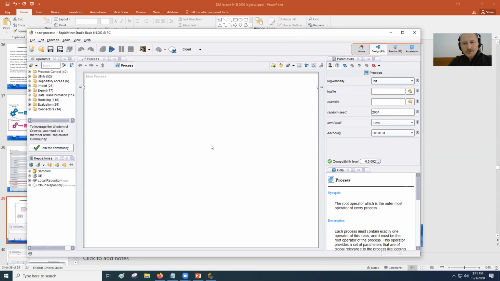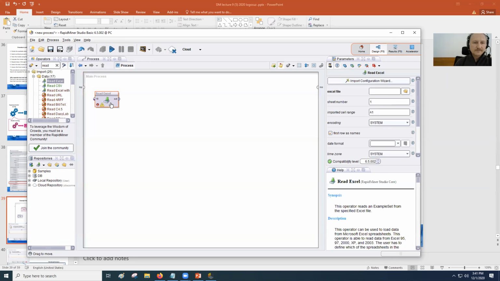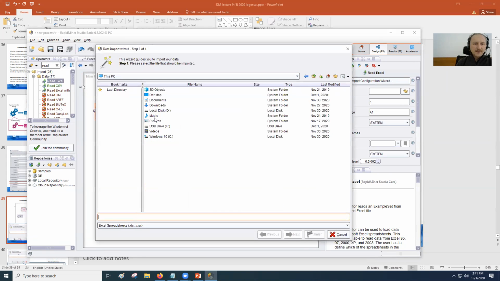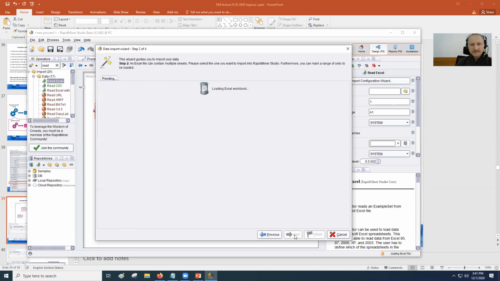for example, we want to develop one decision tree model. And then let's read our data first. Read from Excel. And then we can use the wizard to read our data. And then where is our data? Inside the Iris data set here.